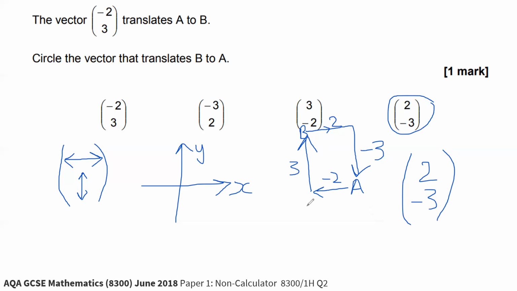Now, if you notice, to go from B to A is the opposite of going from A to B. Now, if you remember that, and if you know that it's just the opposite, then that's fine. This question will be really easy. But if not, then it's always worth remembering how to work it out.